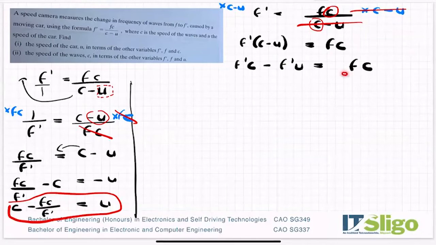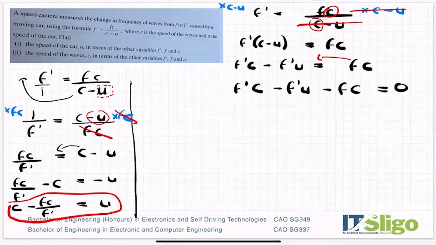Okay, so let's bring all our C terms to one side. Doesn't really matter which one. We'll bring them over to the left, so that I have F dash C minus F dash U minus FC then being equal to 0. Okay, let's leave our C terms on this side. Let's bring everything else to the other side.